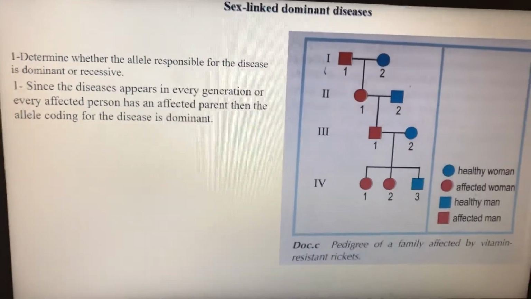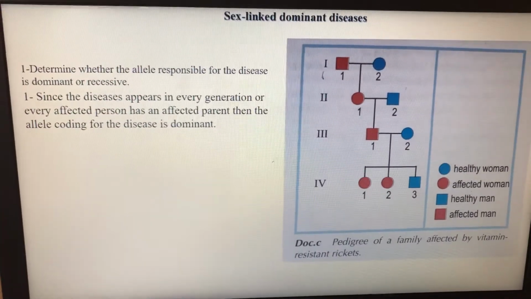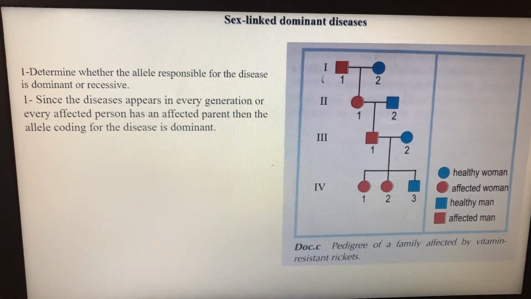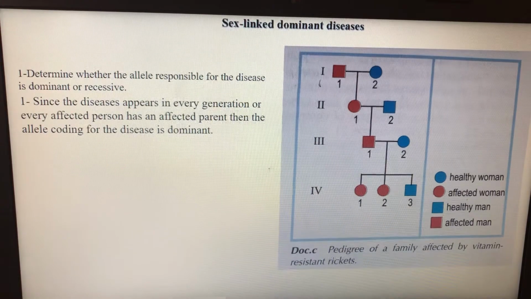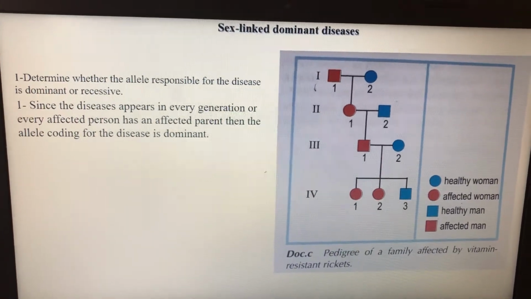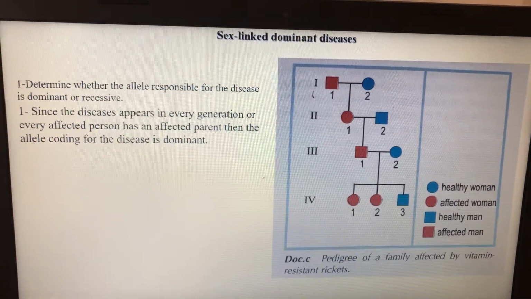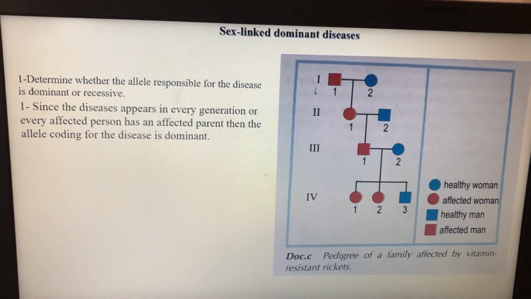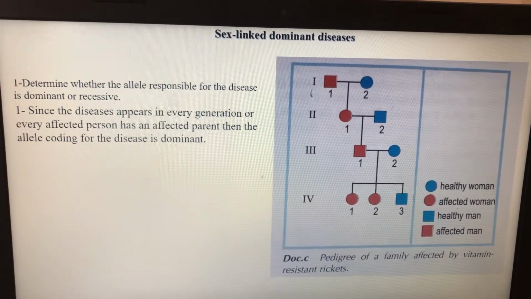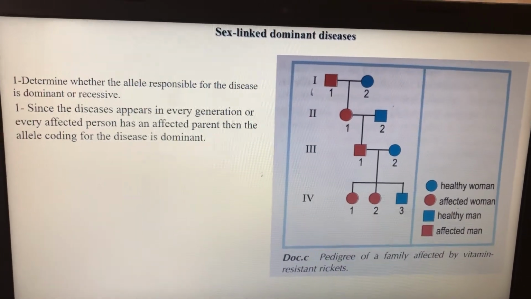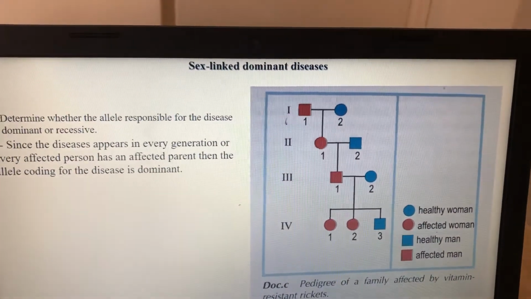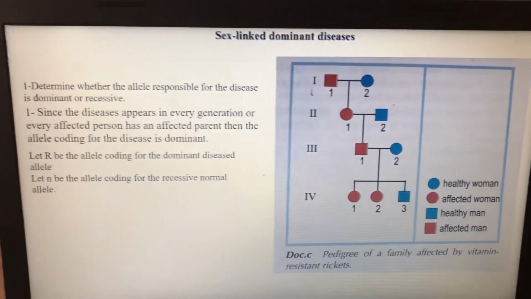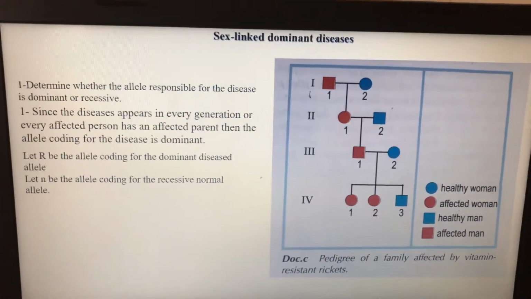Okay, so here you have the pedigree of the affected family, and the first question will be: determine whether the allele responsible for the disease is dominant or recessive. So of course, since the disease appears in every generation, and every affected person has an affected parent, the allele coding for the disease is dominant. Next, we are going to write the symbols, of course.